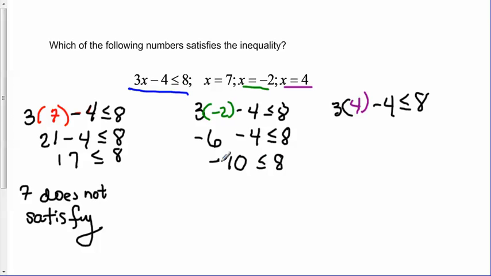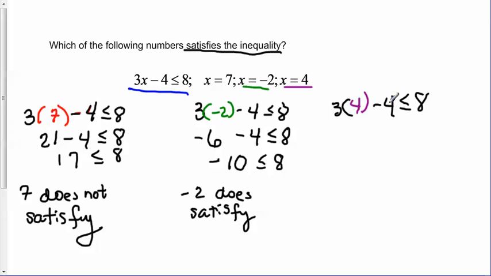And when I look at this problem, I can say, well, yeah, this is true, that negative 10 is to the left of 8 on the number line, and so it is less than 8. So negative 2, that value we put in for x, does satisfy the inequality. Notice how I'm writing my answer. The question up here was which of the following numbers satisfies the inequality? And so that's how I'm responding to the question. I don't just leave it here. I need to say that negative 2 does satisfy. Over here I said 7 does not satisfy.